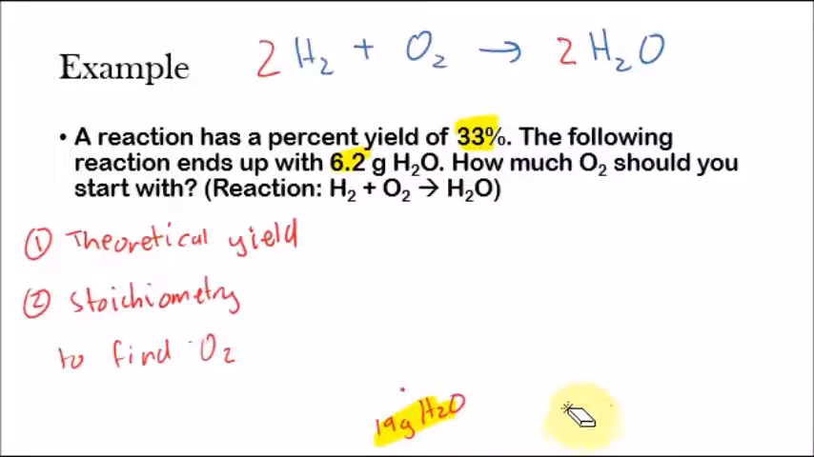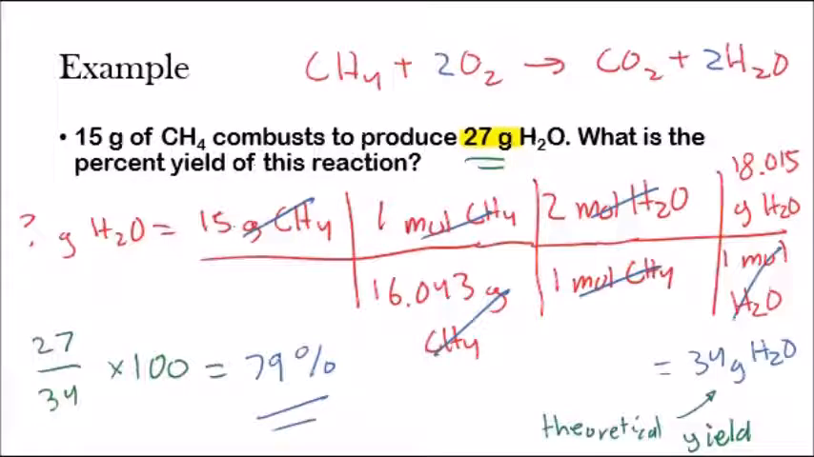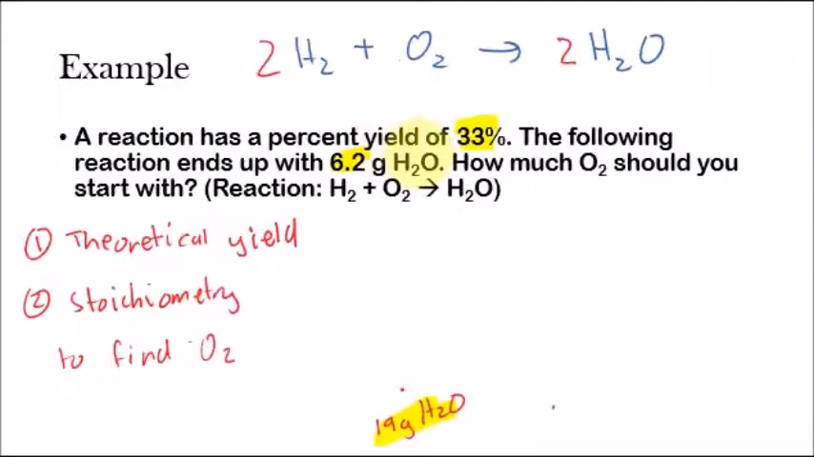Essentially what we're doing, if you're still confused, is we're kind of working backwards here, right? This question asks us to calculate the percent yield given how much reacts and how much is produced. Here it gives us a percent yield and we're working backwards, really. So we calculated the theoretical yield. Now we can use the theoretical yield to find how much O2 you should start off with.